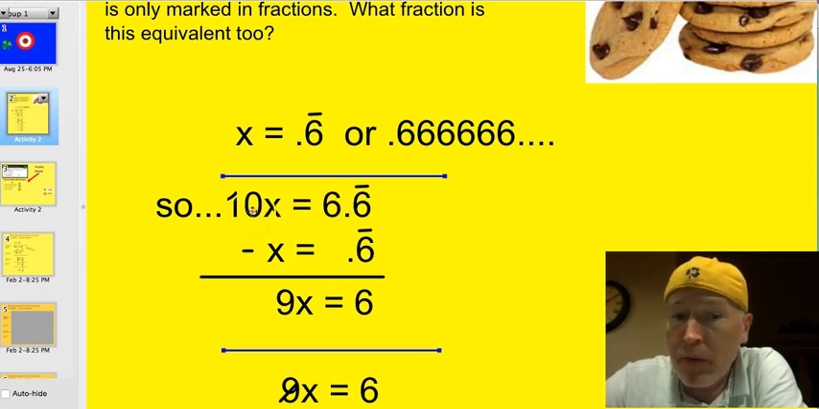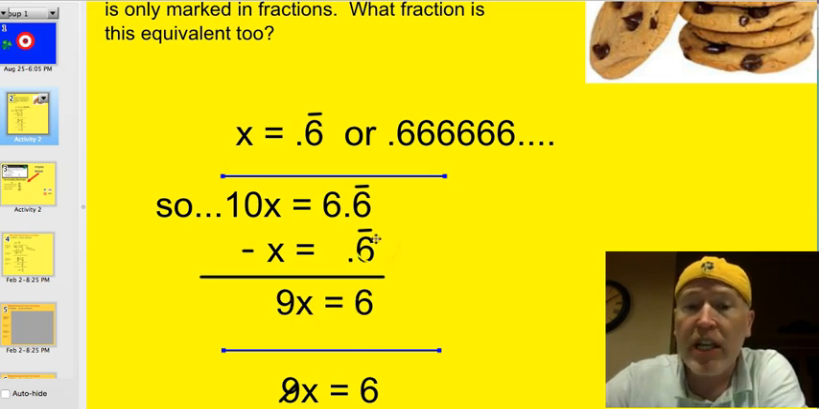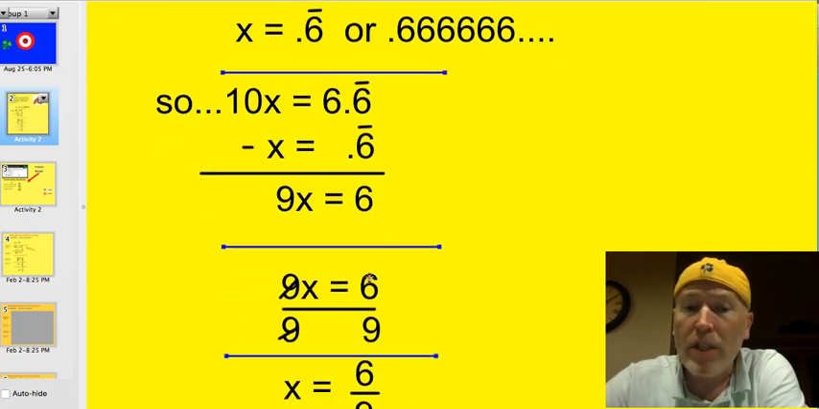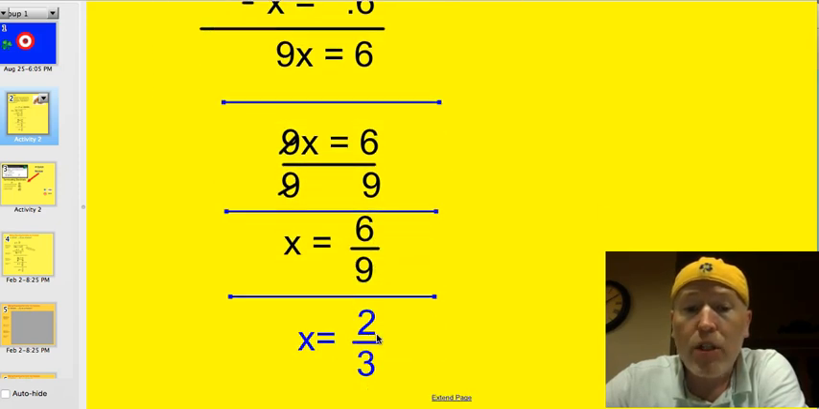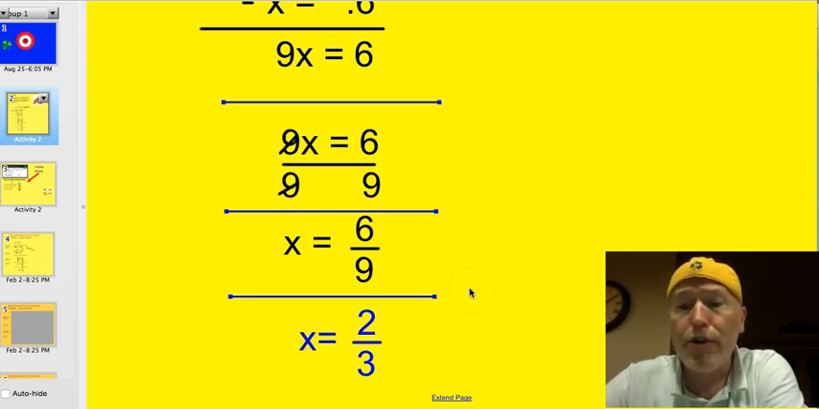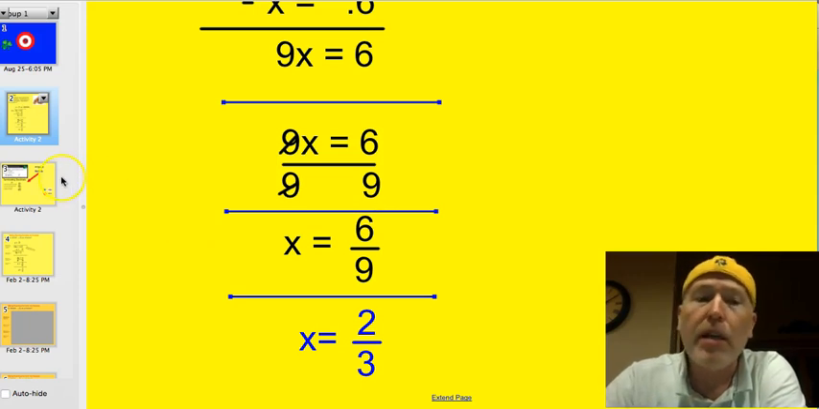So that's what we do. We had 10x, we subtract 1x. Now we have 9x is equal to 6, the repeating decimals crossed out. Now we have ourselves a one-step equation, 9x equals 6. We'll divide by 9 here. It's going to leave us with x is equal to 6/9. We can reduce that down to x is equal to 2/3. And just like that, you were able to prove what you thought at the beginning of that question.